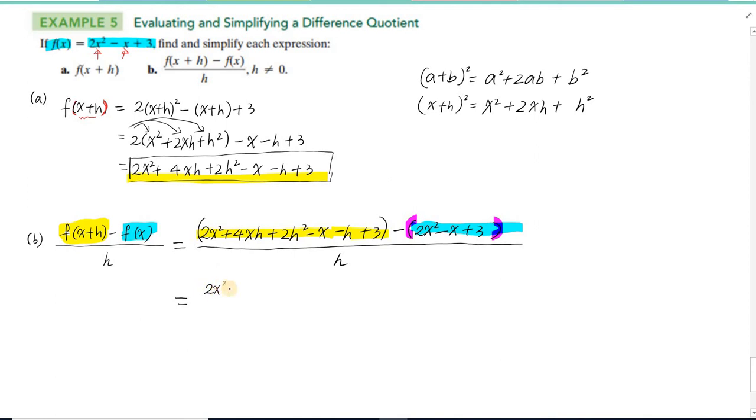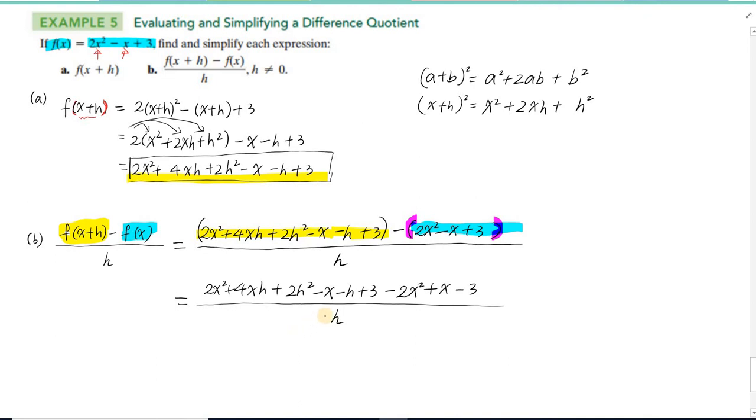So I'm just going to copy it down. And then what I'm going to do is take the parenthesis off. That will be subtracted 2x squared. Negative, negative becomes positive, that will be plus x. And then here, negative, this is positive. That will take it out from the parenthesis, give you minus 3. This whole thing over h.